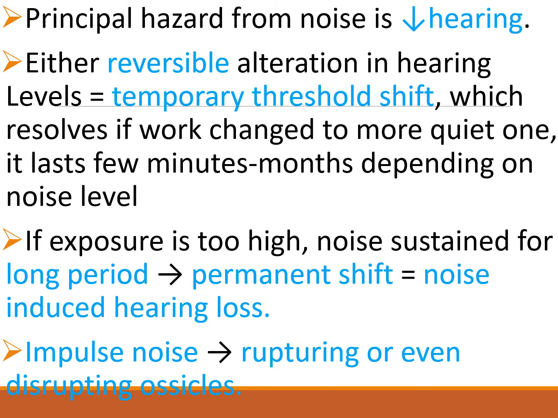Principal hazard from noise is decreased hearing, either a reversible alteration in hearing levels, called temporary threshold shift, which resolves if work changes to more quiet work. It lasts a few minutes to months depending on noise level. If exposure is too high, with noise sustained for a long period, it will lead to permanent shift, which is noise-induced hearing loss. It is of sensorineural type.